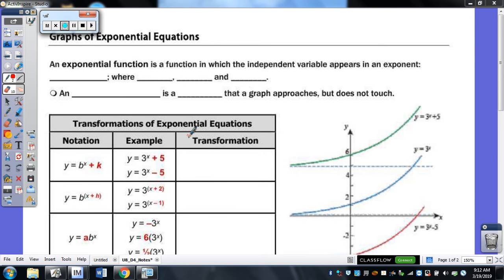So we're going to work on our graphs of our exponential functions today. An exponential function is a function in which the independent variable appears in an exponent. Our general equation for it is y equals a times b to the x. So x is your independent variable. It is up in the exponent spot. So that's why those are exponentials.